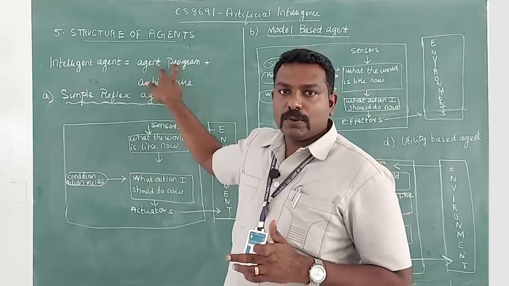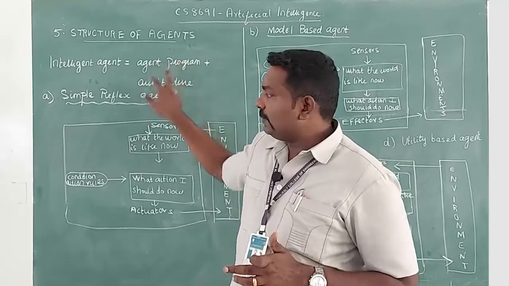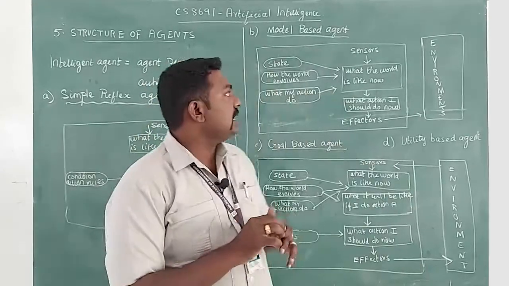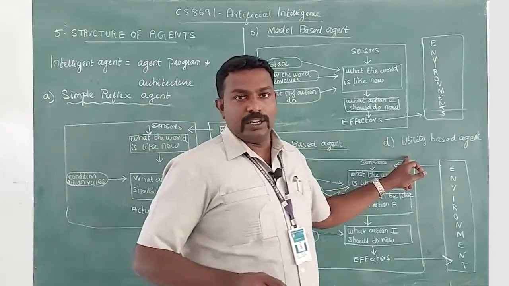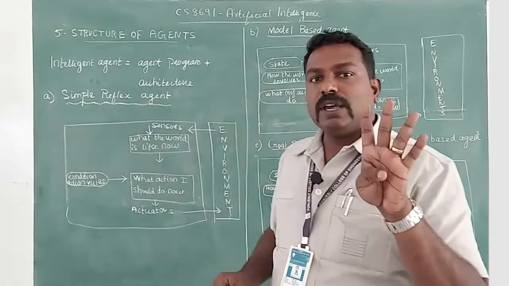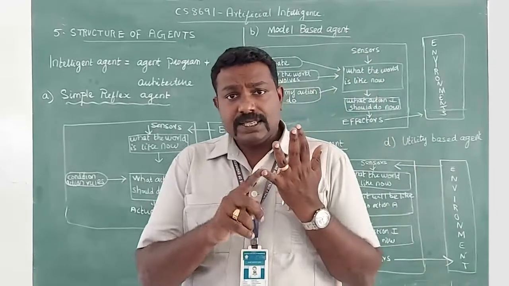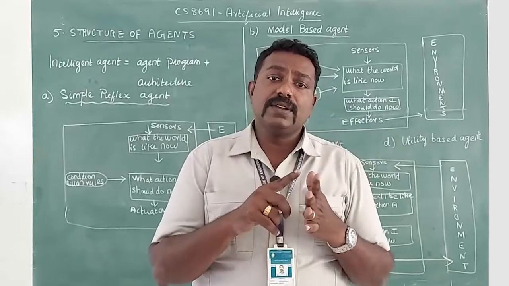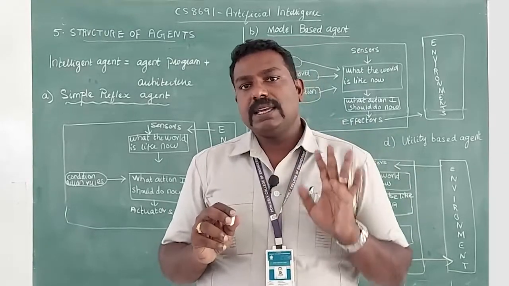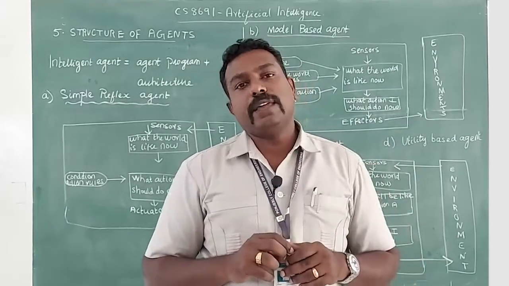This agent program is classified into four types. They are called simple reflex agent, model based agent, goal based agent, and utility based agent. So, what are the four types of agent program? Simple reflex, model based, goal based, as well as utility based agent. There are four types of agent program.